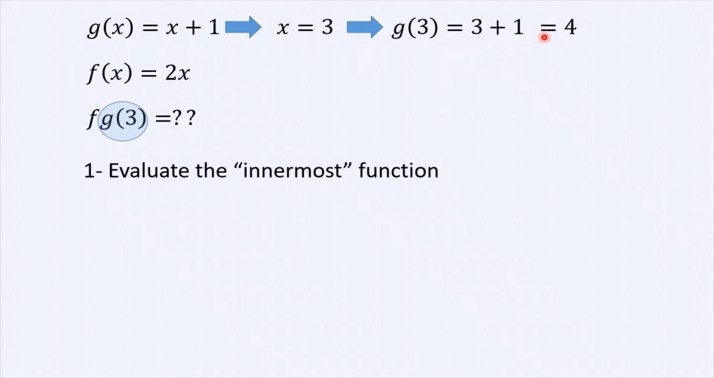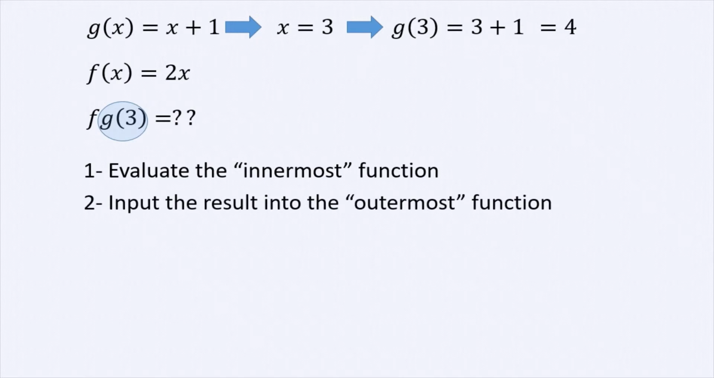Then we input the result into the outermost function. Again, as we have seen over here, g of 3 is equal to 4, and therefore we enter 4 as the input for the outermost function, which is in this case f. f of 4 is equal to 2 multiplied by 4, since we replace x by 4 in the function f of x, and therefore f of 4 is equal to 8.